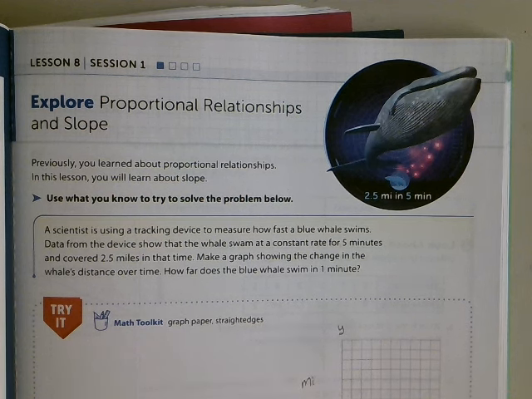So today we're going to be talking about proportional relationships, and we're going to be on page 177. On this page, we have a scientist. They're using a tracking device to measure just how fast a blue whale can swim, and it says right here that they swim at a constant rate for 5 minutes, and they covered 2.5 miles in that time. So we're going to make a graph showing that change, and then we're going to figure out how far it can swim in 1 minute.